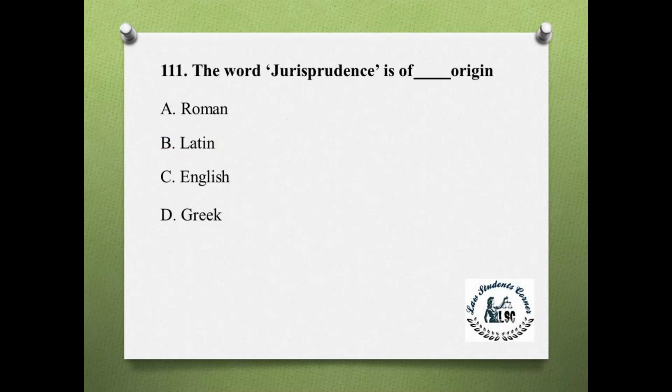Question number 111. The word jurisprudence is of dash origin. Option A Roman, option B Latin, option C English, option D Greek. Correct answer is option B Latin.